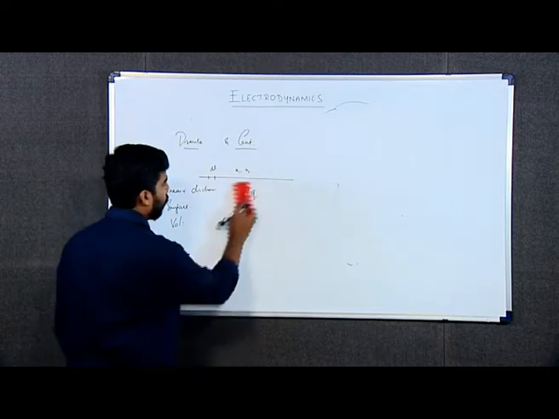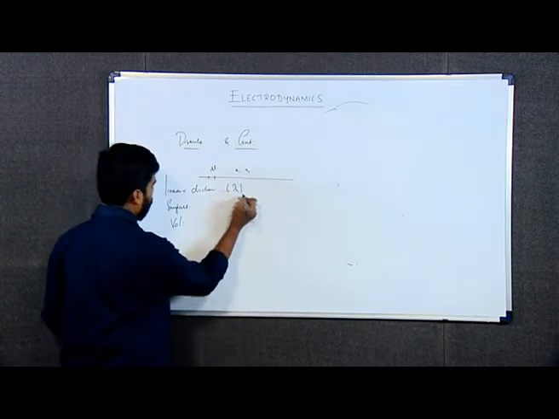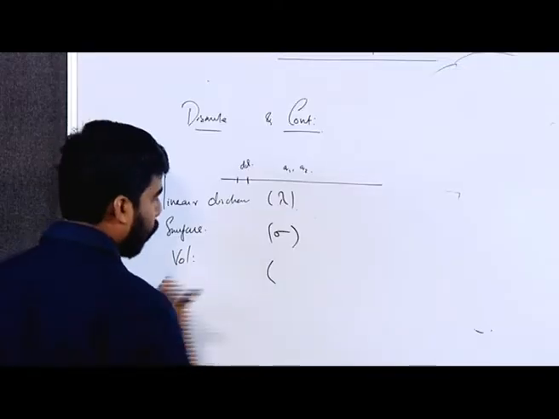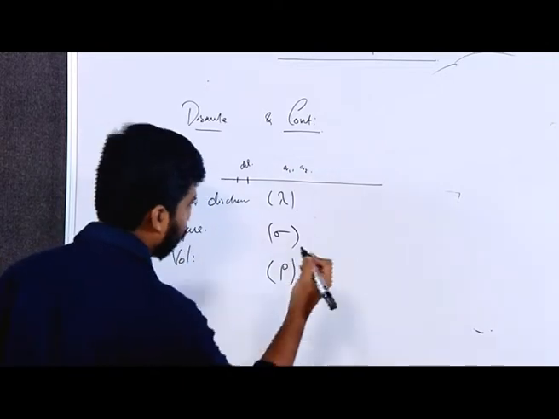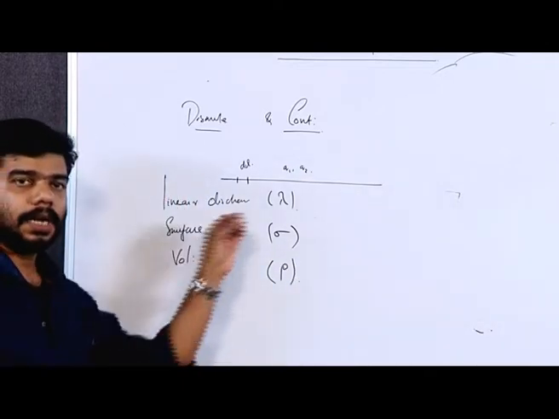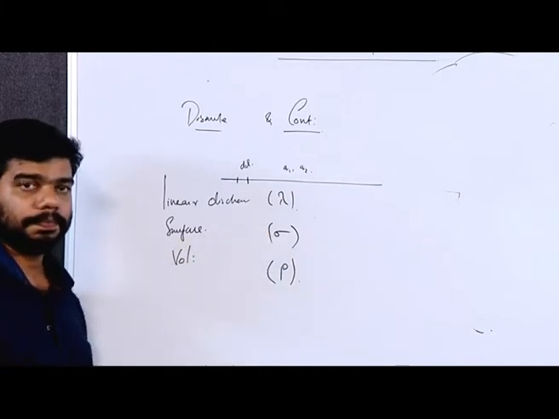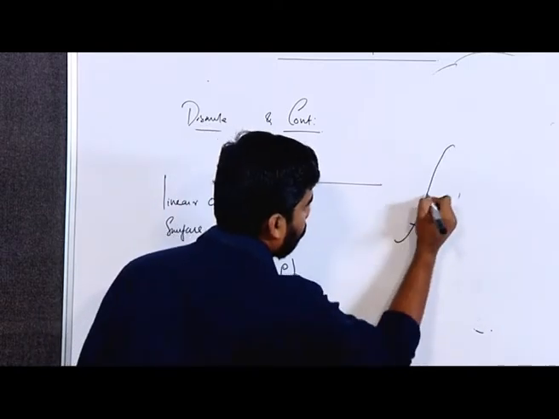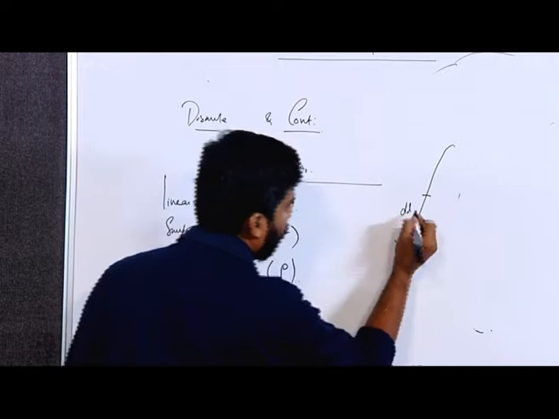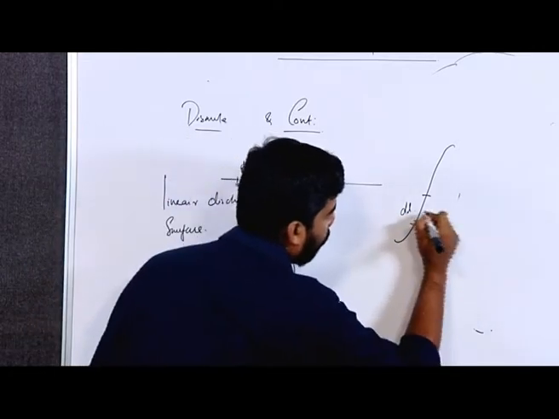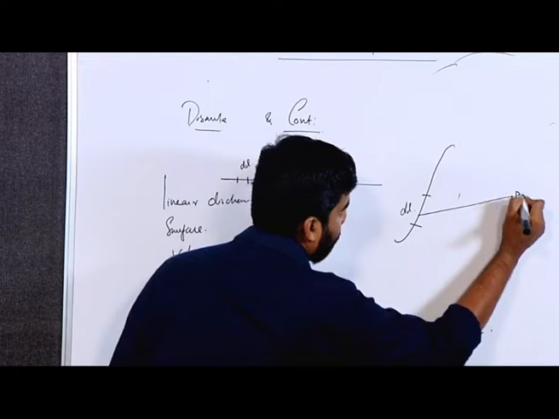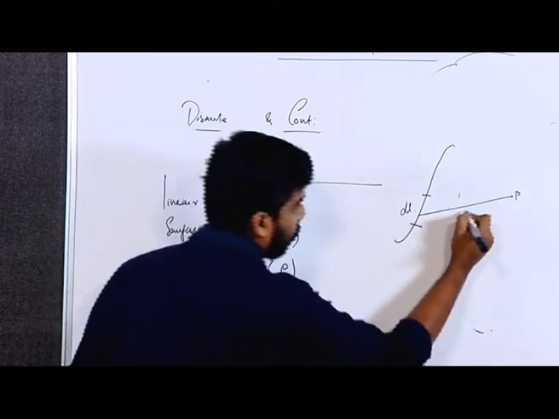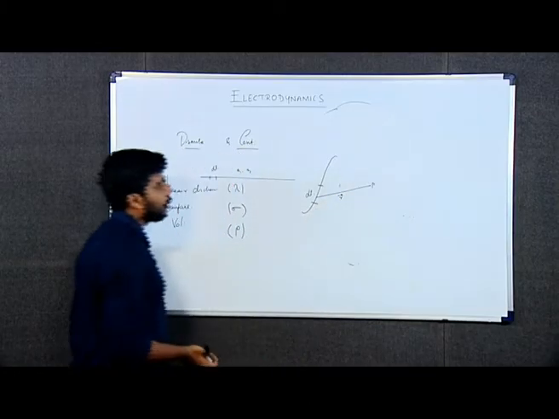For linear distribution, I am giving the name lambda, for the surface distribution the name sigma, and for the volume distribution the name rho. So now we will look at what these lambda, sigma, and rho are. Consider a line of charge in which I am considering a small length dl. What is the electric field at a point P, at a distance r from this element?